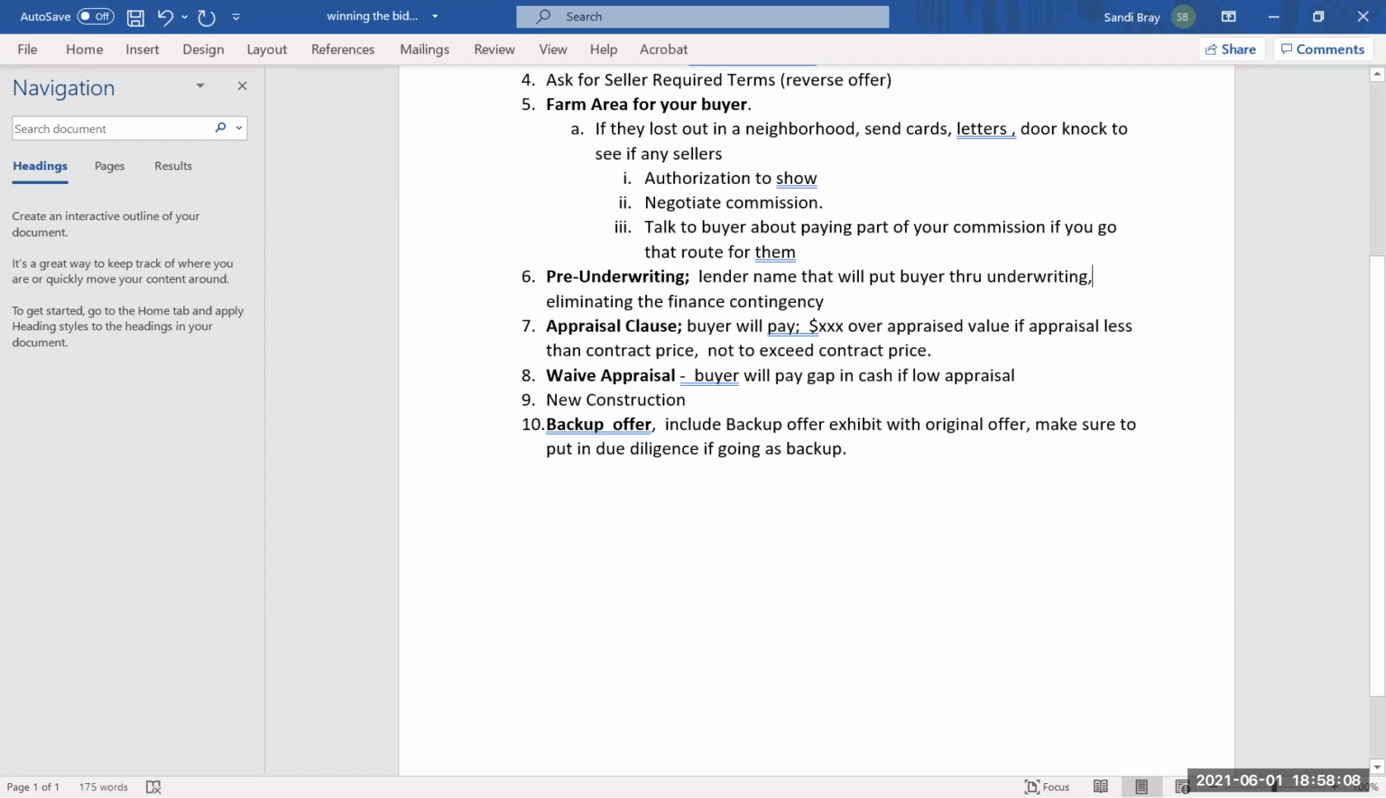Make sure your lender understands, I want to eliminate the finance contingency. What can you do so that I don't have to have a financing contingency? Whatever it is you do, whatever you call it, pre-underwriting, can you get my buyer to that point so I don't have to have a financing contingency? I would do that with all my buyers right now anyway.